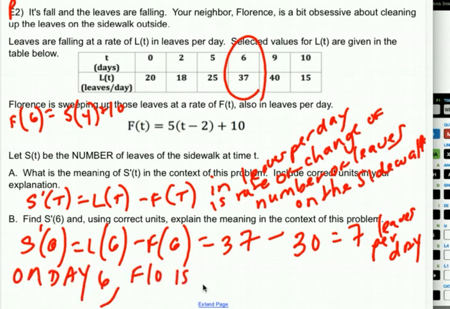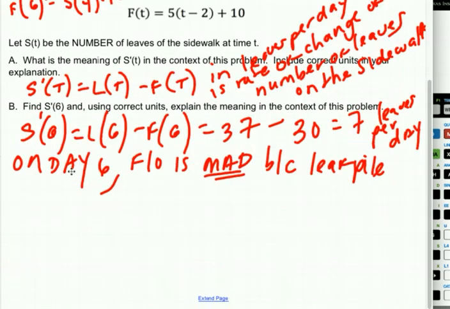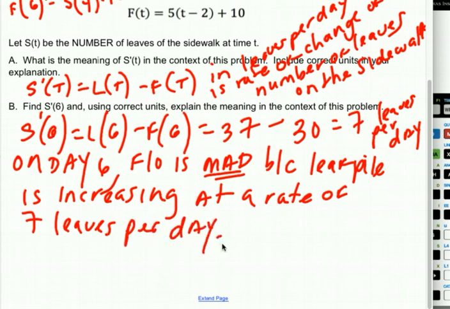Florence is very mad because the leaf pile on the sidewalk is increasing at a rate of 7 leaves per day, right? So she's losing by 7 leaves per day, and she is mad, just in case you don't know Florence. All right, cool. All right, moving on.